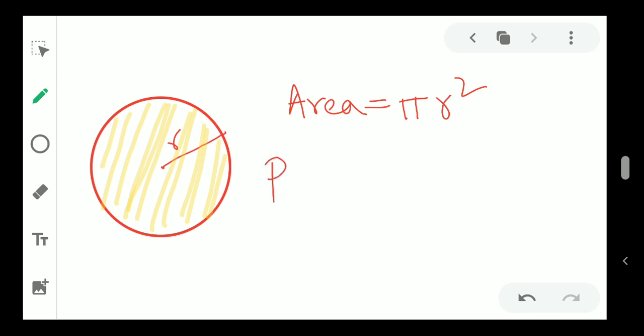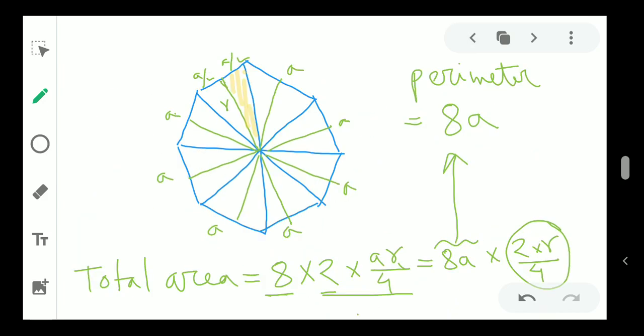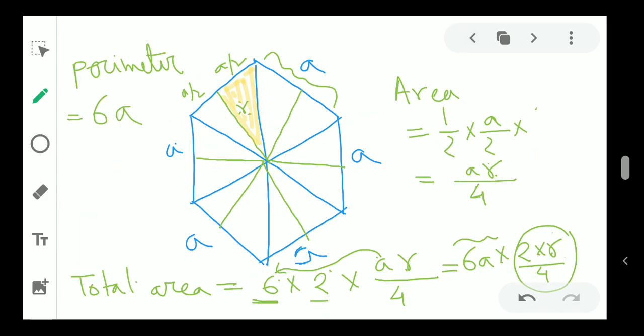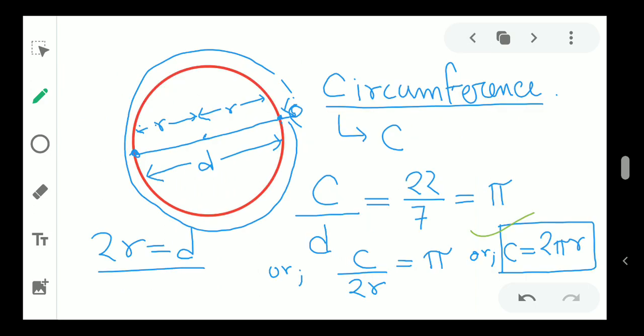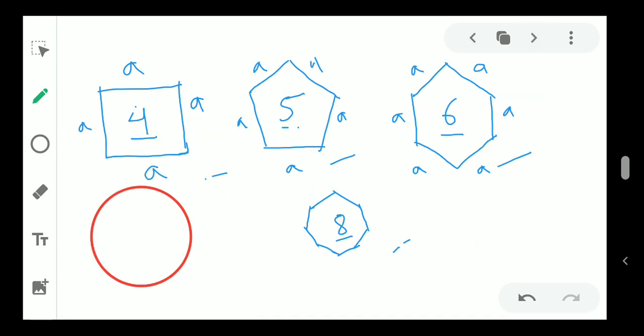So now I know both formulas: the perimeter, that is 2 pi r, and the area also, that is pi r square. And how did we get it? We got it by using our brain. How? First we saw that we have so many polygons. If I have polygons with a higher number of sides, they look a little bit like a circle. So the more I increase the number of sides, it becomes more and more like a circle.